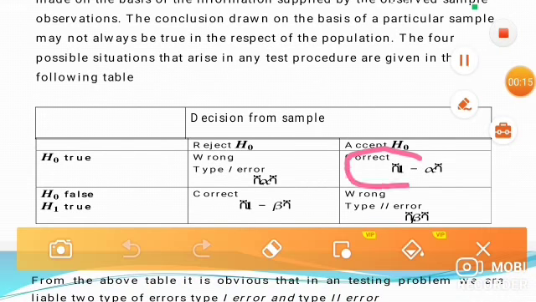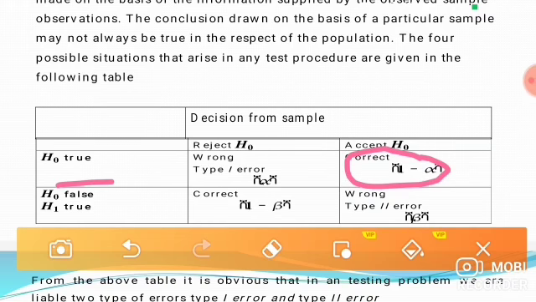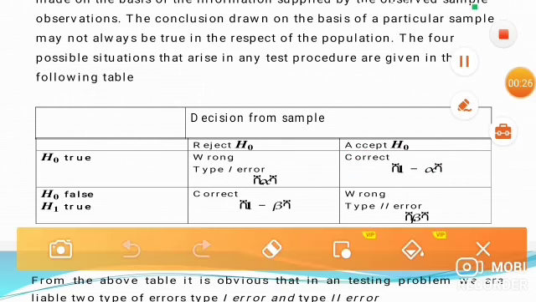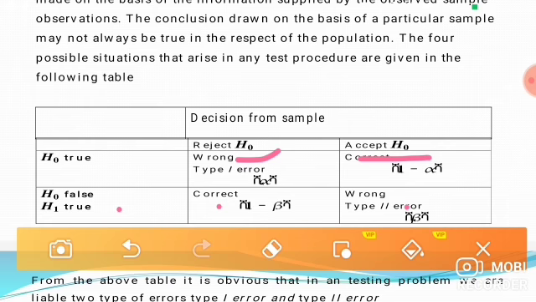This is the correct decision. If we accept a null hypothesis when it is true, it is the correct decision. When we reject the null hypothesis when it is false, this is the correct decision. And if we accept the null hypothesis when it is false, it is the wrong decision, and it is the type second error.